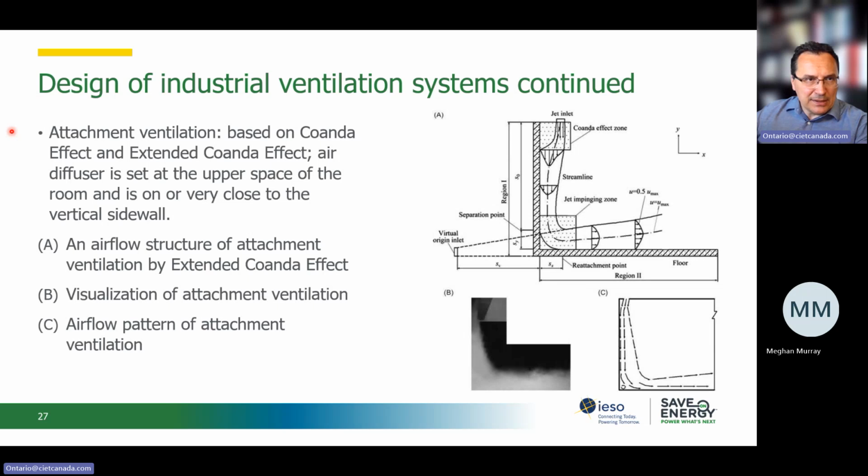Here is an example of one of these systems that we have in our industrial facilities. We rely on the flow of the air that entrains some of the secondary air from the space to exhaust the mixed air with the contaminant into the exhaust systems.